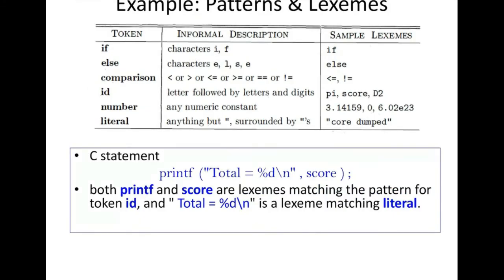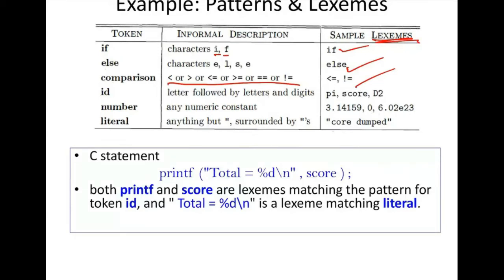Now here you can see pattern and lexeme. As an example, you can see the token if. The informal description is that the scanner will read I and F, right? So the sample lexeme will be if. Like token else, the scanner will read E-L-S-E and give the sample lexeme as else, right? Then comparison operators, all these are comparison operators, and samples can be like less than equal to, not equal to.